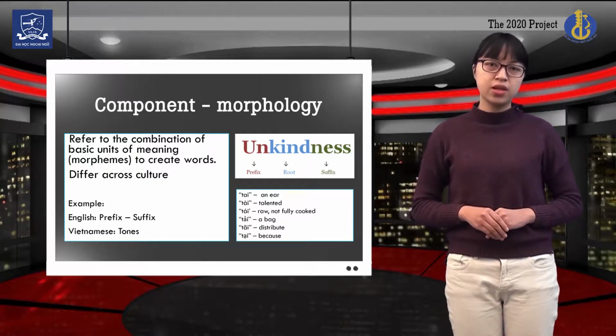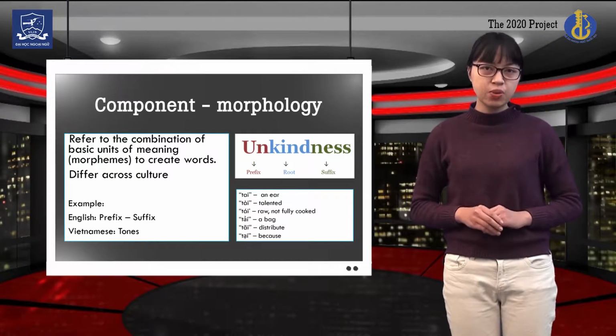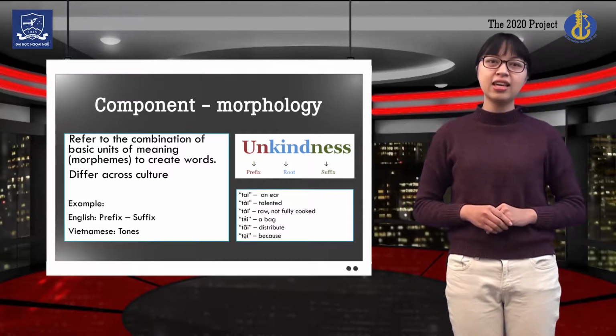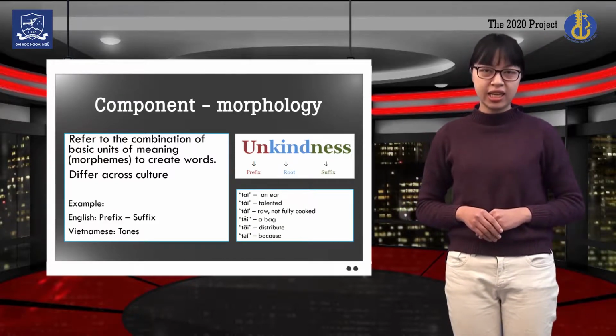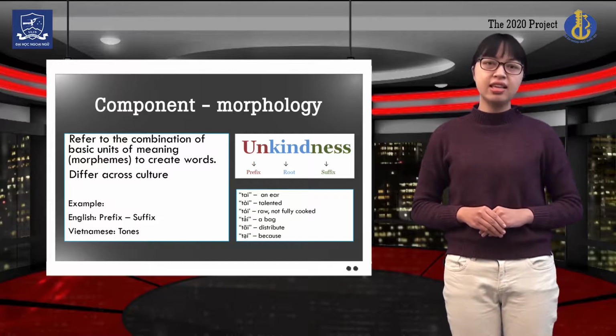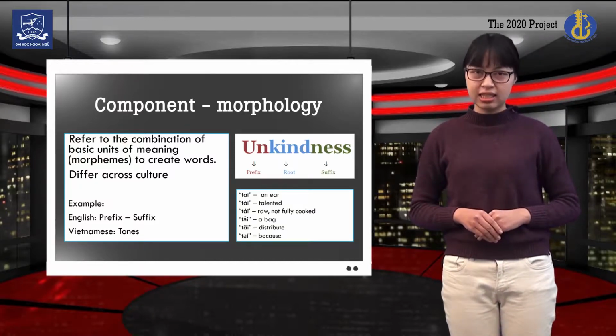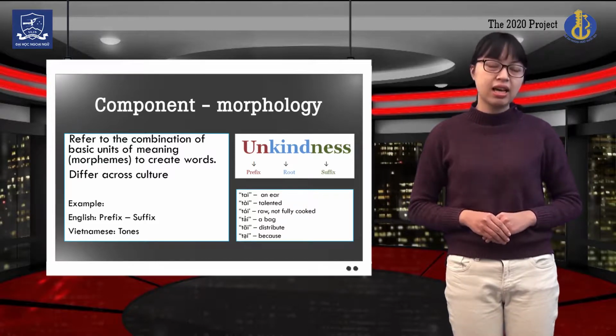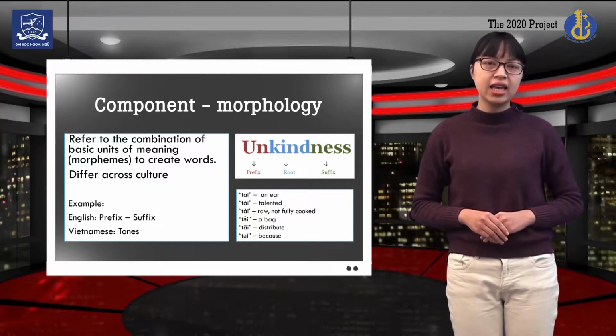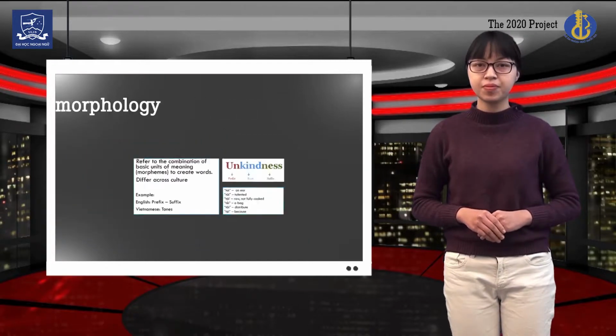For example, we have 6 words, all pronounced tai with different tones, which hold entirely different meanings. Tai means an ear, tài means talented, tái means raw, not fully cooked, túi means a bag, tải means distribute something, and tại means because.